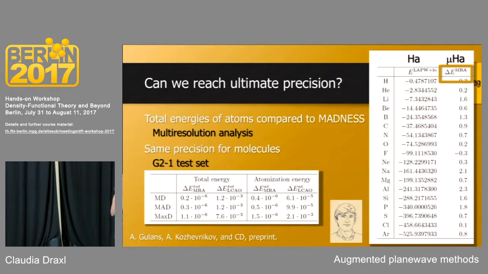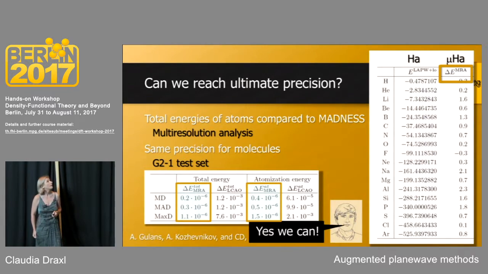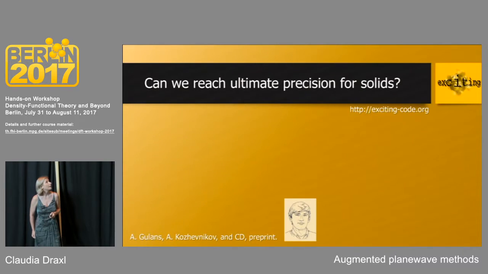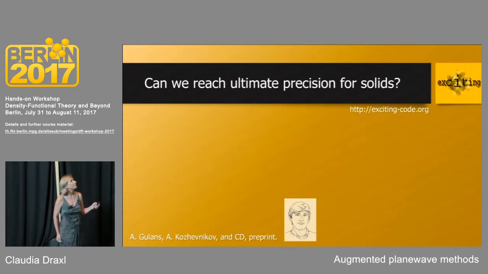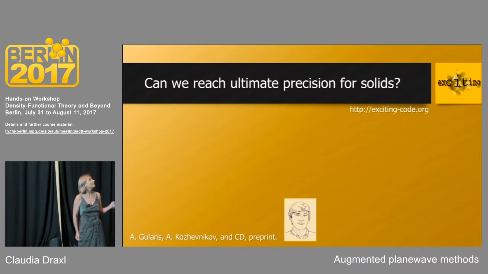Because for molecules and atoms, basically we have this as a comparison, but there is no 3D periodic code with this multi-resolution analysis implemented. So we cannot tell a priori whether our implementation is as good for solids. But here I'll come back to our method, namely LAPW. So we can answer basically this question whether we can reach this precision for solids by making use of our dual basis set.